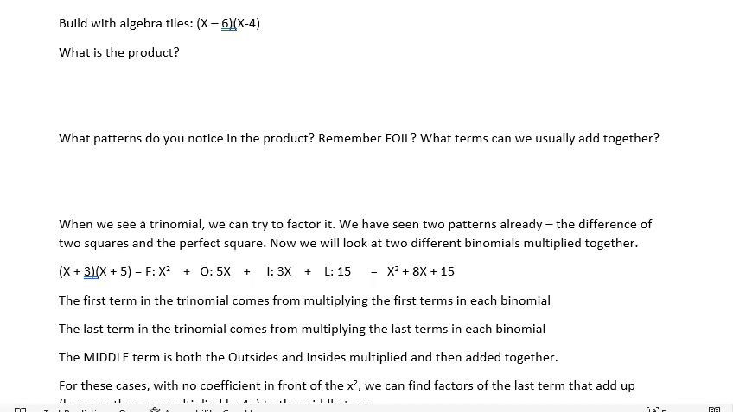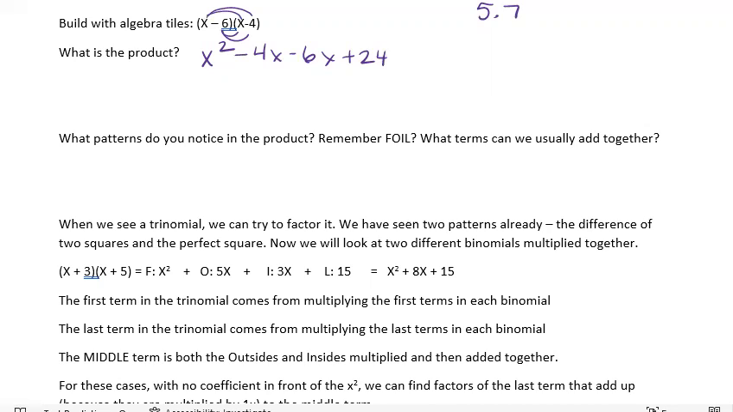Okay, so here's a different way to teach the factoring that we did in lesson 5.7. So again, we're looking at two binomials, and this is what we've been doing, multiplying them. So what's the product? We do the x times the x. We do the x times the -4, the -6 times x, and the -6 times the -4.